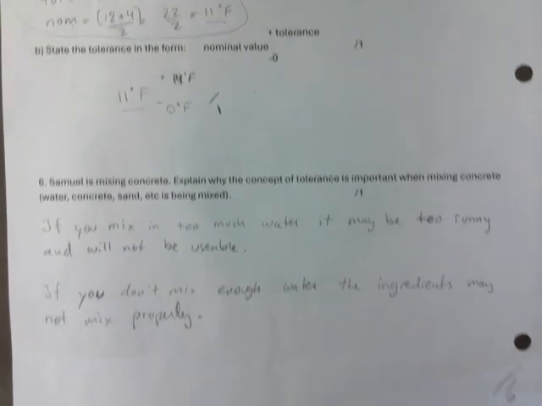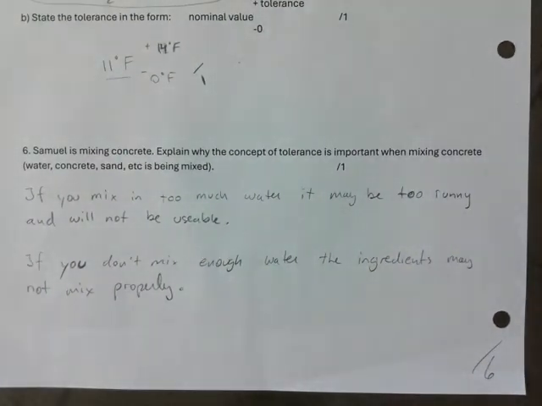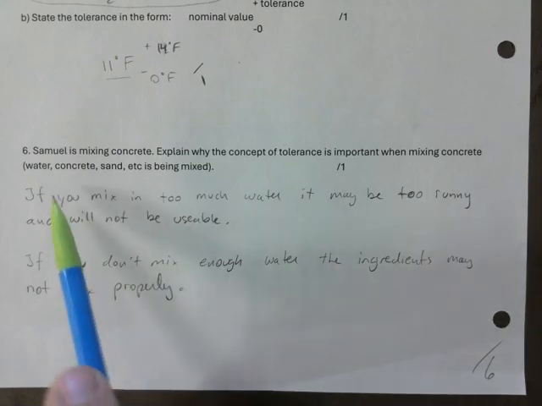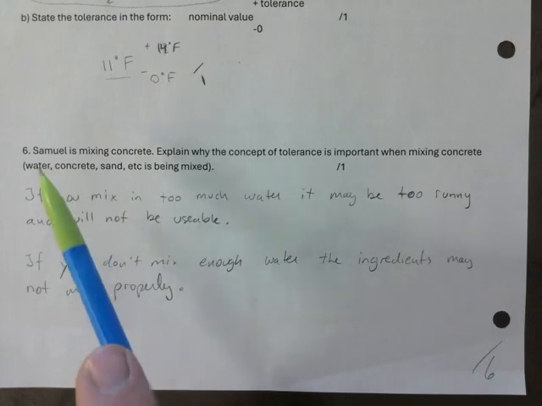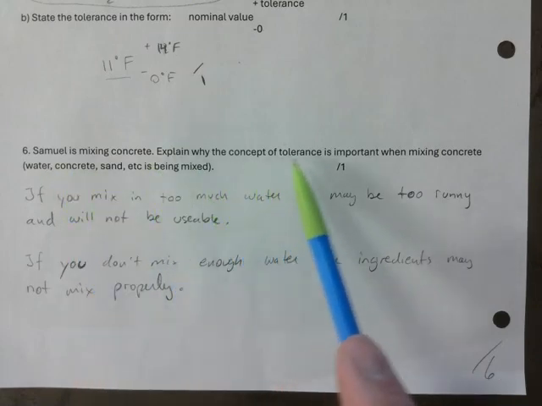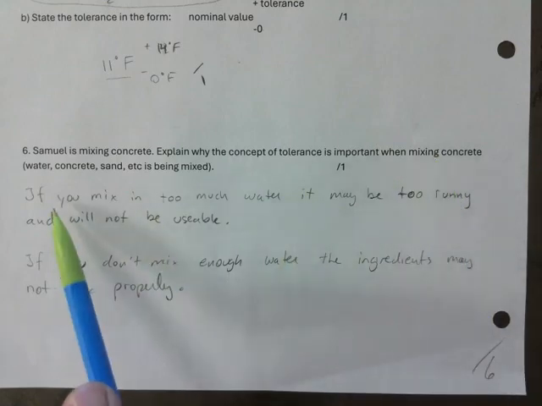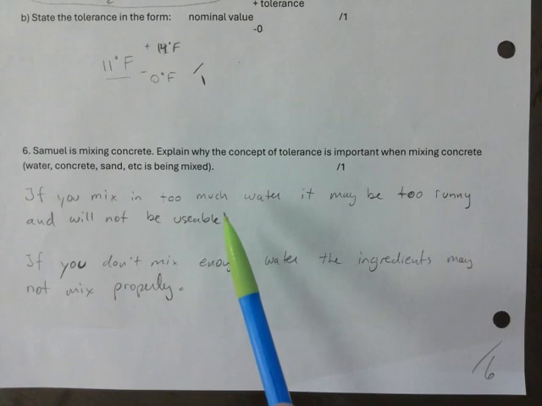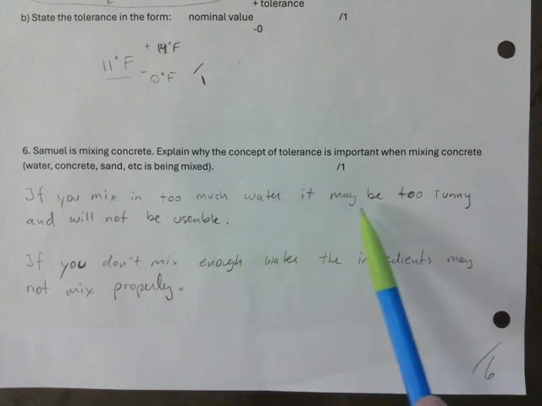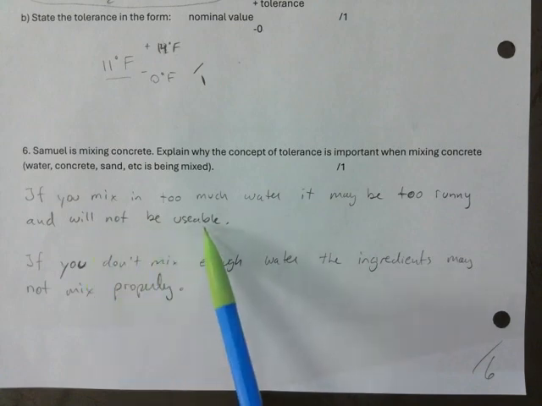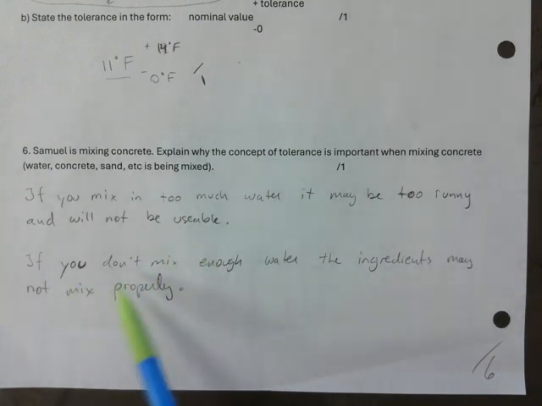Next, I wasn't sure if this was fair because I don't know how many of you worked in construction or ever mixed concrete, but I was hoping, that's why I gave you a little bit of a hint here. You're mixing concrete, explain why tolerance is important in this case. So I would say something like this: if you mix too much, so talk about what happens if you put too much in there. It may be too runny and it will not be usable, like the concrete will not cure, right? And it's not going to be strong enough. You can talk about something like that. If you don't mix enough water, the ingredients may not mix properly, right? Like the sand is just going to be all crumbly and whatnot.